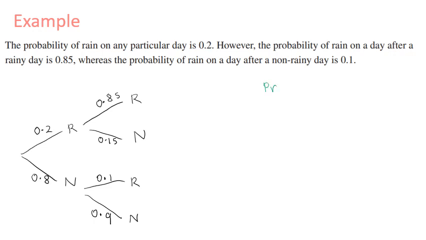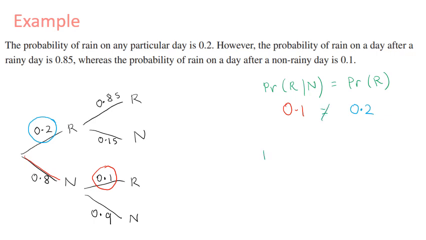So the probability of getting rain, given that it was a non-rainy day before, equals the probability of rain. Okay, so the probability of rain, given that it was not a rainy day before, is 0.1. And the probability of getting rain, that was just 0.2. So therefore, they're not independent. So the outcome of one depends on the outcome of the other.